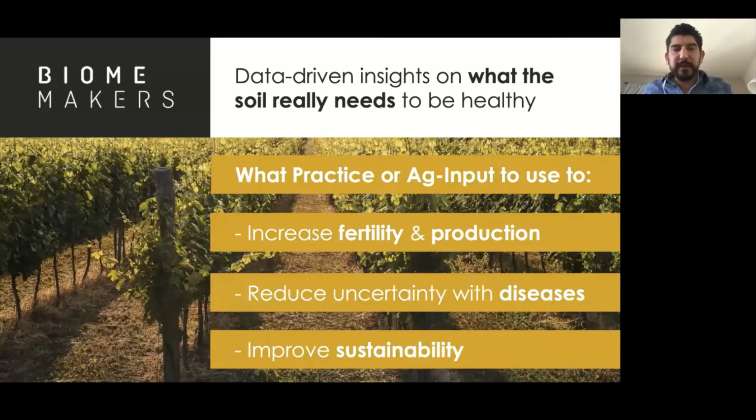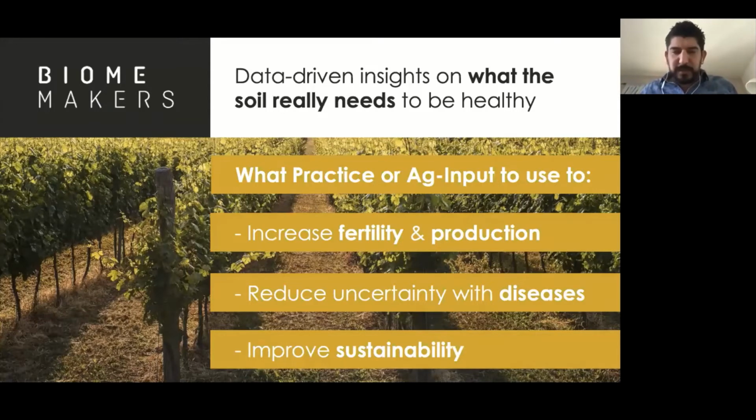Basically, to summarize, I would like to mention we're a scientific company, data-driven. What we are poised to do here is to understand what soils really need in terms of which practice or ag input you need to use in that particular soil. So then the fertility is increased and the production, but in a sustainable way. You also reduce uncertainty with diseases and so on.